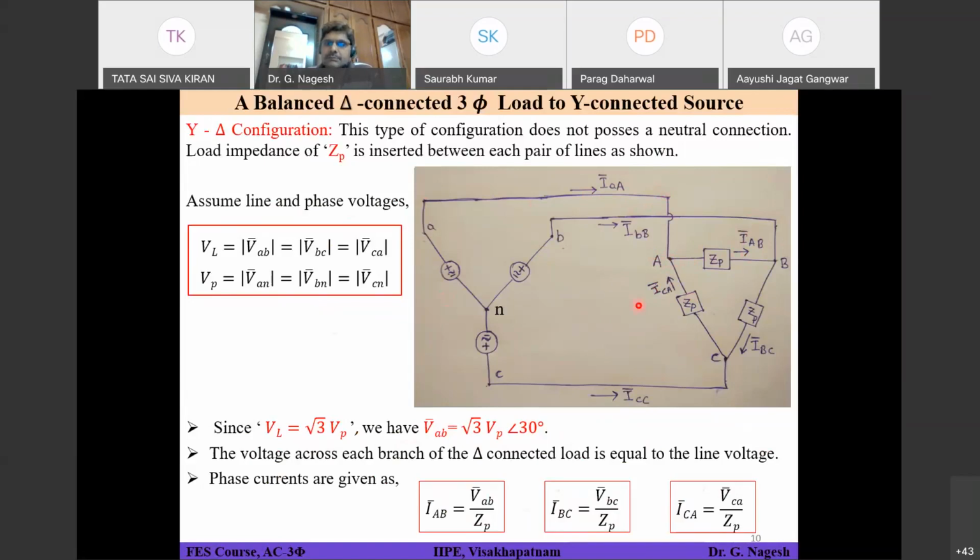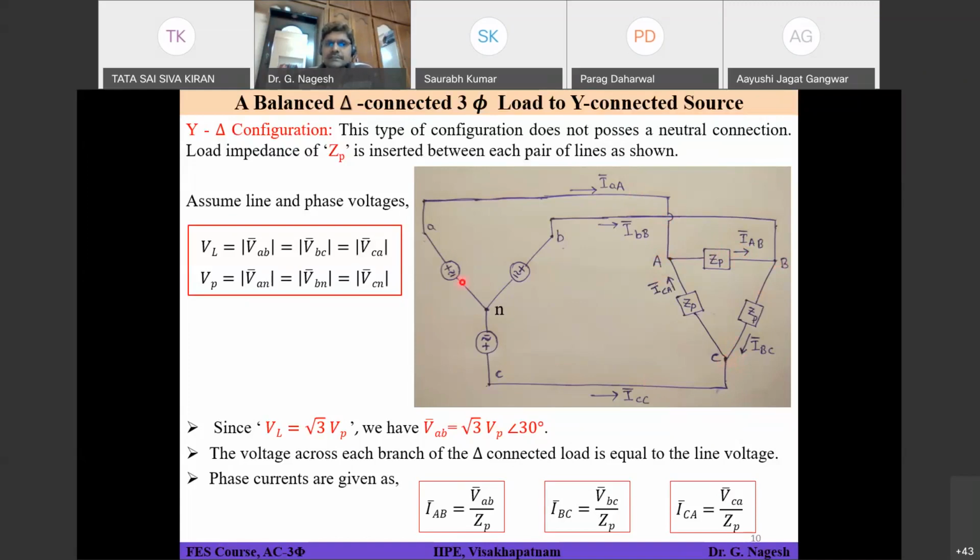So that means if you know the phase voltage on the source side, you can find out the line voltage. From that line voltage divided by impedance, you can find out the phase current. And in a delta connected system, phase current and line current are not the same. They will have a difference. So line current you can find out by applying KCL at node terminal A. Similarly, you can find out the other line currents also by applying KCL at node B and KCL at node C.